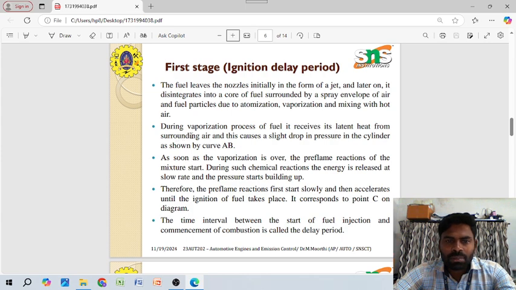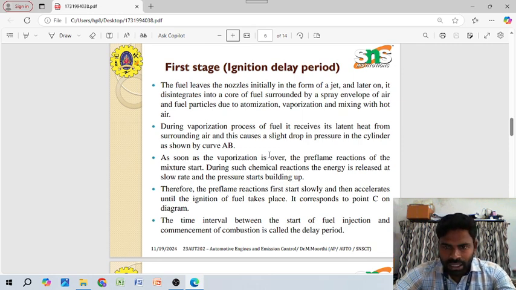During evaporation of the fuel, it receives its latent heat from the surrounding air, and this causes a slight drop in pressure in the cylinder, as shown by curve AB. As soon as the evaporation is over, the pre-flame reactions of the mixture start. During these chemical reactions, energy is released at a slow rate and pressure starts building up. The pre-flame reactions first start slowly and then accelerate until ignition of the fuel takes place. It corresponds to point C on the diagram, as we have seen in the previous diagram.